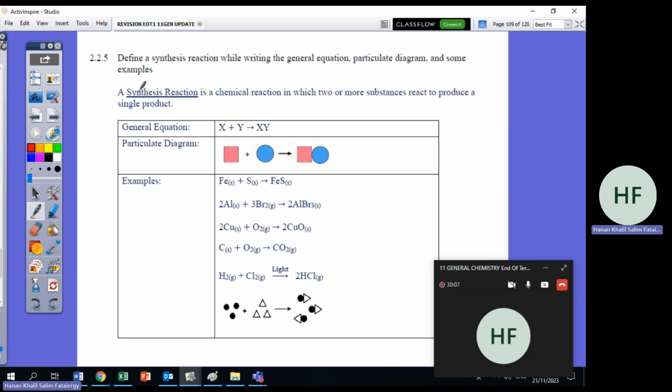Now the second type, synthesis. Synthesis means making. I have more than one reactant and only one product. So I have something plus something, and this will give me only one product. For example, if we mix eggs plus milk plus sugar plus flour plus oil, we will get cake. Cake is only one product. So I have many reactants, one product. This is called synthesis. Synthesis means I have a single product. Remember, S means single. So I have many things making a single thing.